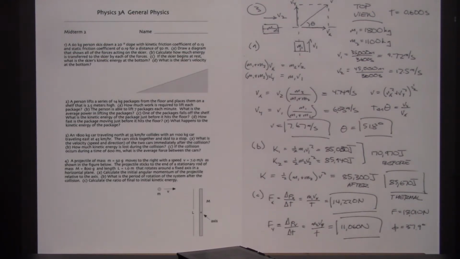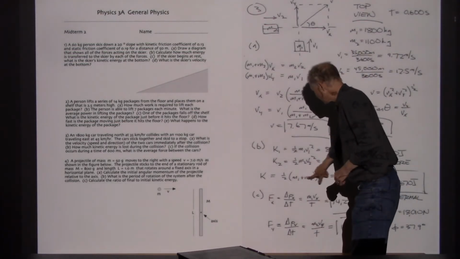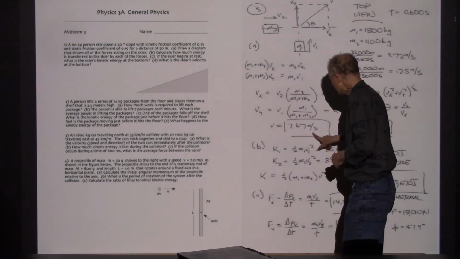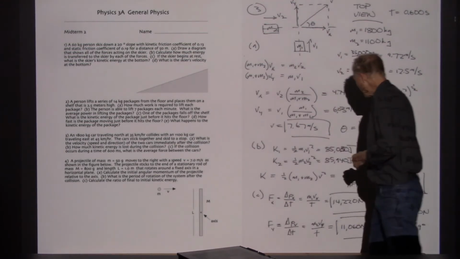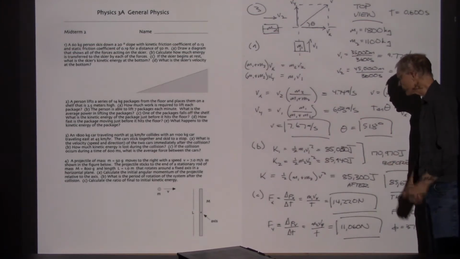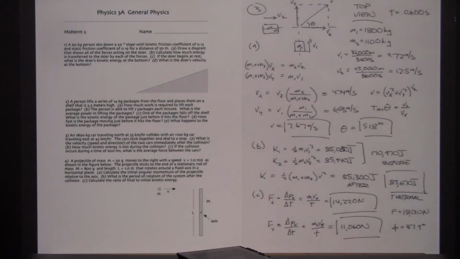Now after the collision has happened, we can treat the two cars as one object moving at speed v. And putting the numbers in here, I got 85,300 joules. Now, I think it's all just a bit of coincidence here that all of these kinetic energies ended up being 85,000 something.